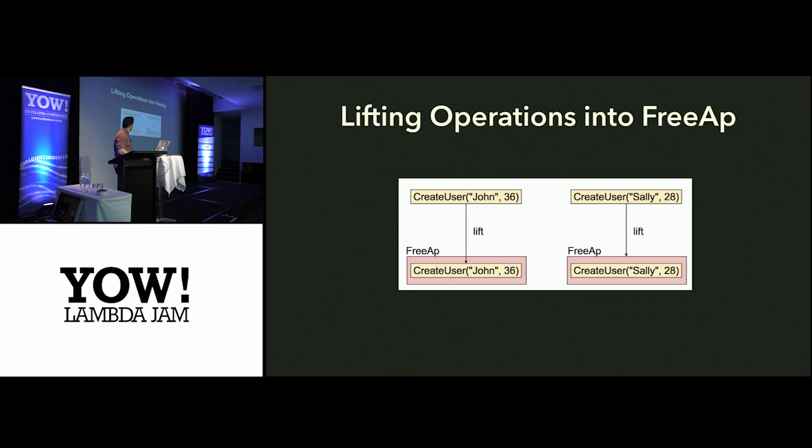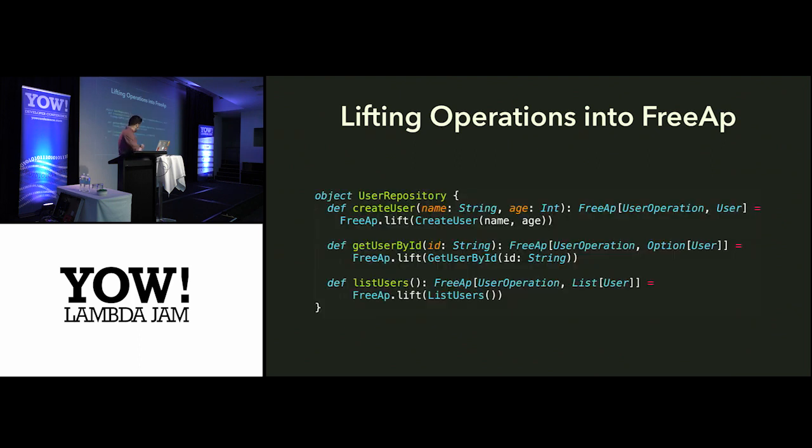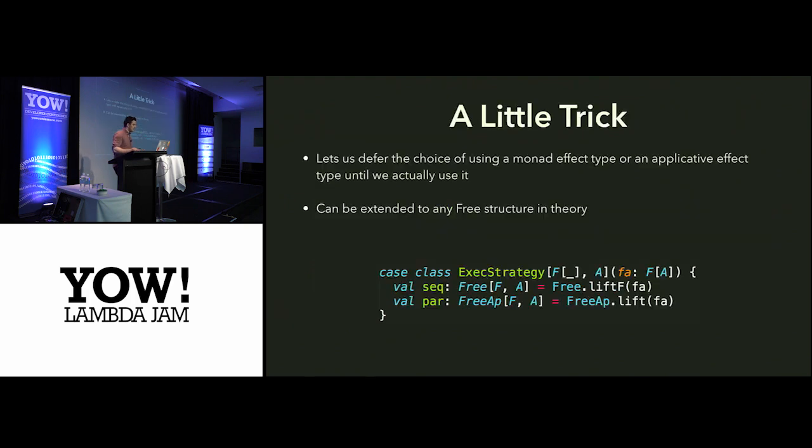And we can do the same thing with the free applicative. So we can take our operations and lift them into the free applicative. And the code actually looks almost exactly the same. The only difference is that we now have FreeApp instead of Free. So a little trick that I like to use is to actually have this little wrapper that I call exec strategy, which defers whether we're going to use the free monad or the free applicative. And you can see here all we're doing is just applying that little bit that's different. And we'll see how this is useful later.